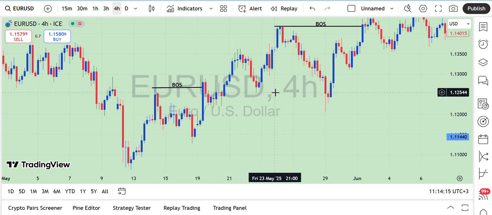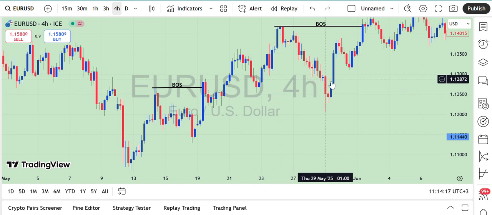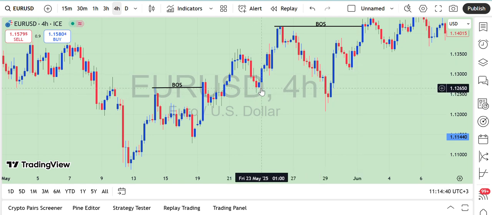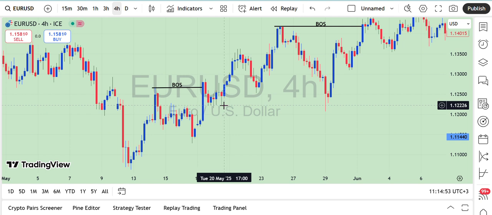So, what is a minor inducement? A minor inducement is a pullback that forms before a break of structure. You can see here clearly, this is a minor inducement that formed before this major break of structure here. That's why it is called a minor inducement. I majorly focus on major inducements because major inducements are very powerful, such as this one and this one. Major inducements are much more powerful than minor inducements.